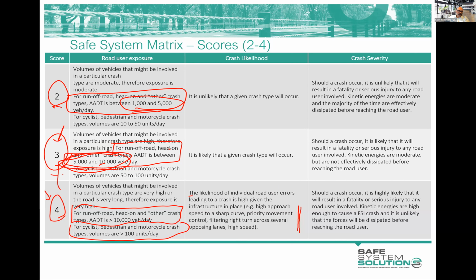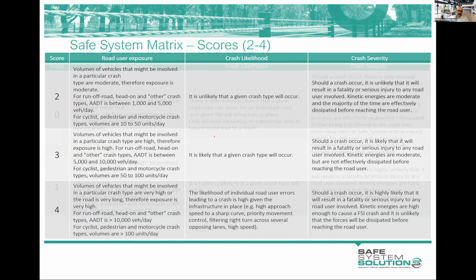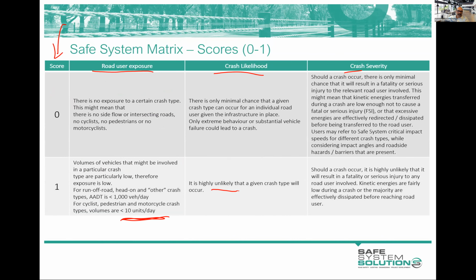A 3. What's a 3? It is likely that a given crash type will occur. Oh, gee, we haven't got a lot of information there. What about a 2? It is unlikely that a given crash type will occur. And a 1, highly unlikely. Okay, so we're not given a lot of guidance here.